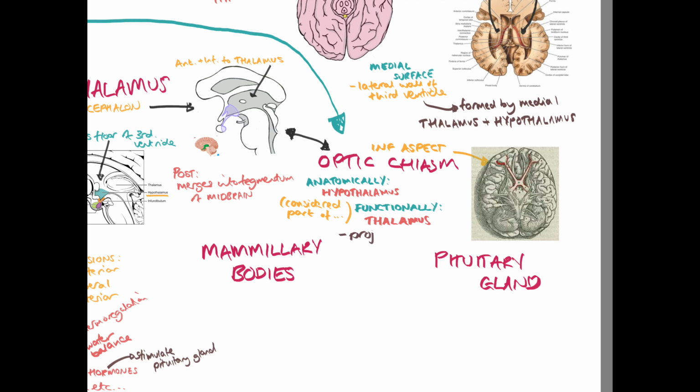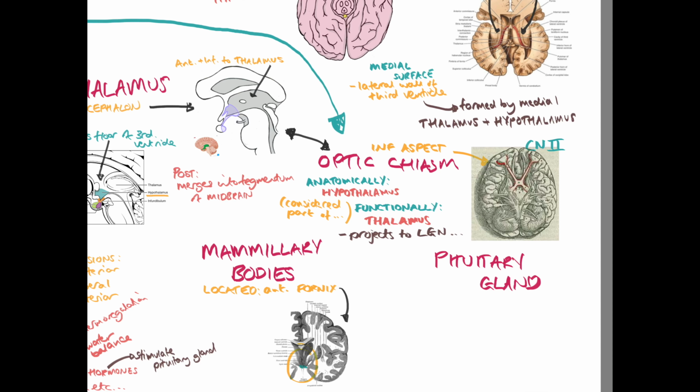Functionally, it relates to the thalamus as input from cranial nerve 2 projects to the lateral geniculate nucleus of the thalamus. Moving on to the mammillary bodies. They are located at the anterior end of the fornix and are shown here in blue.